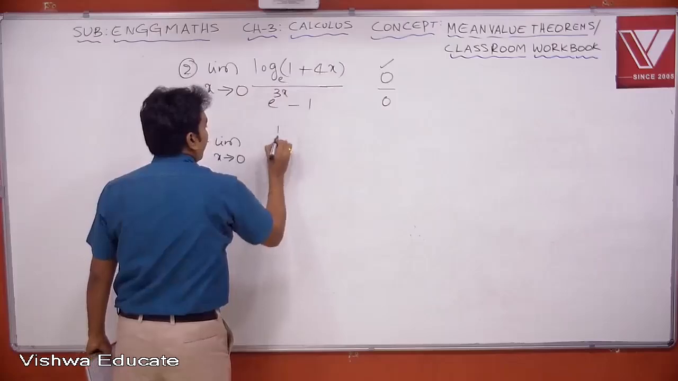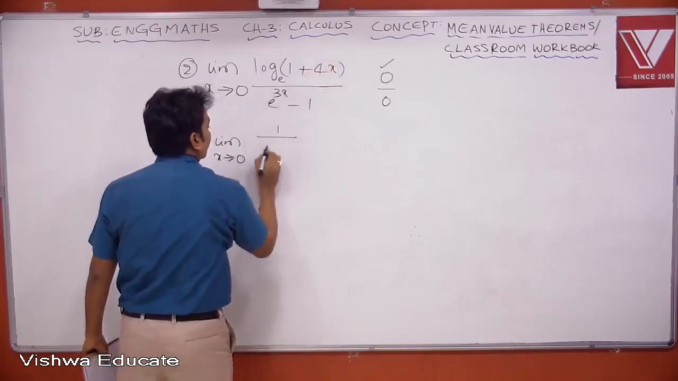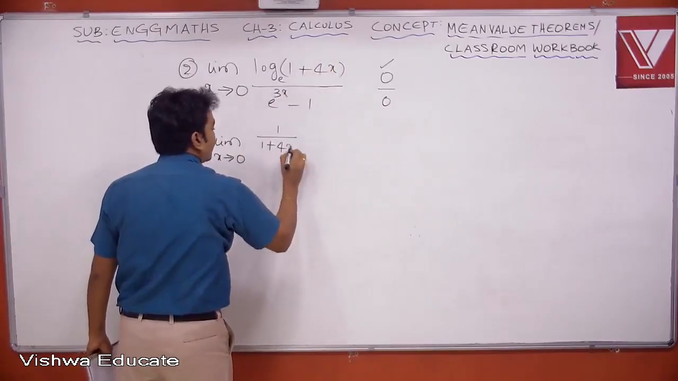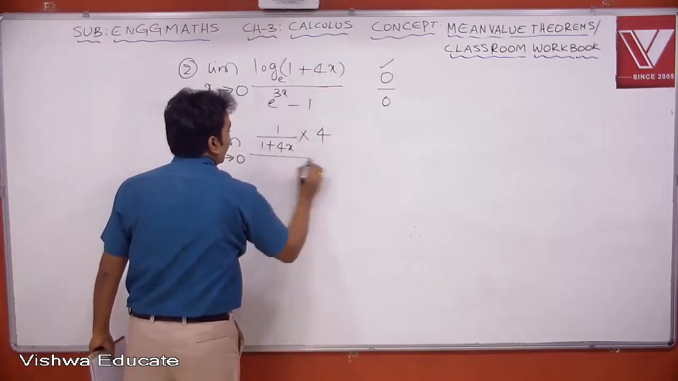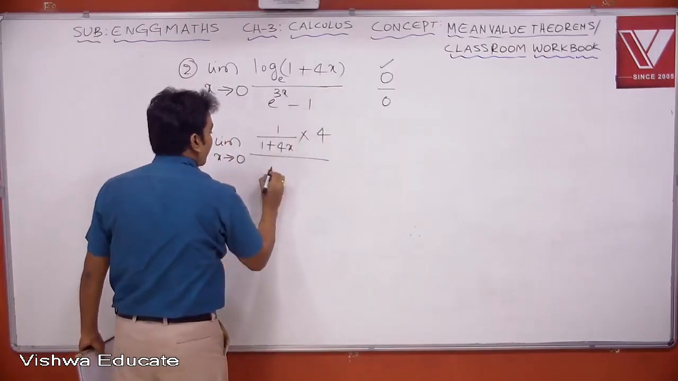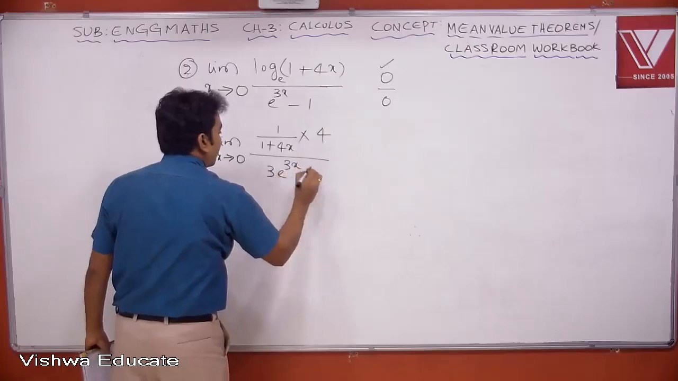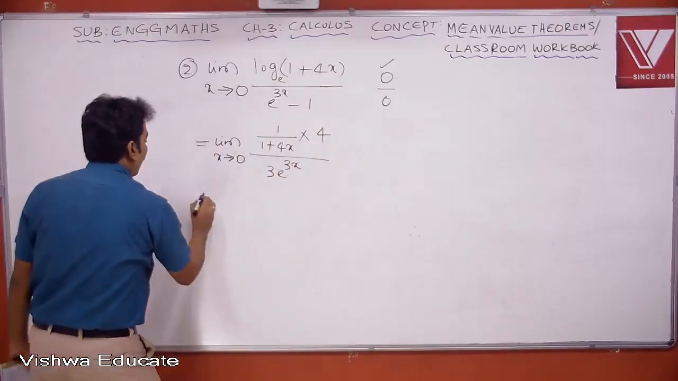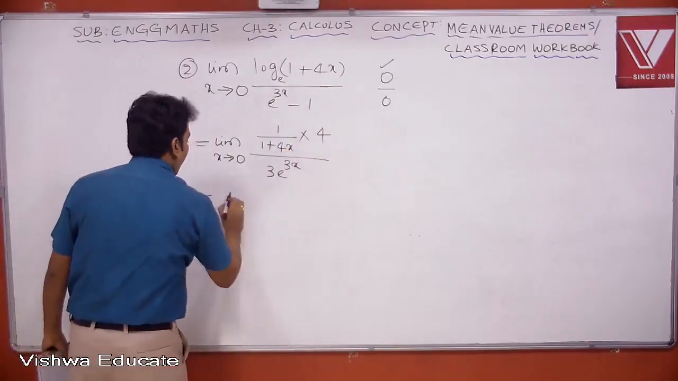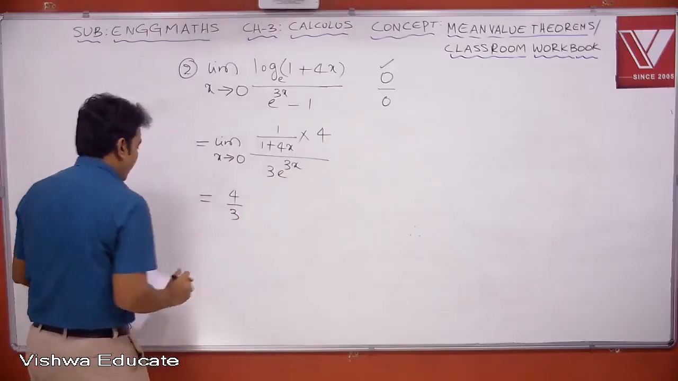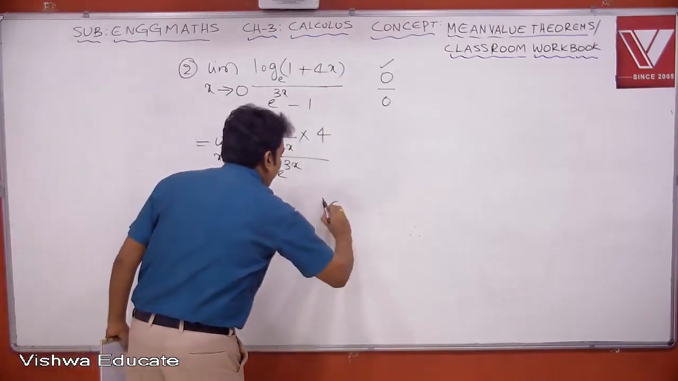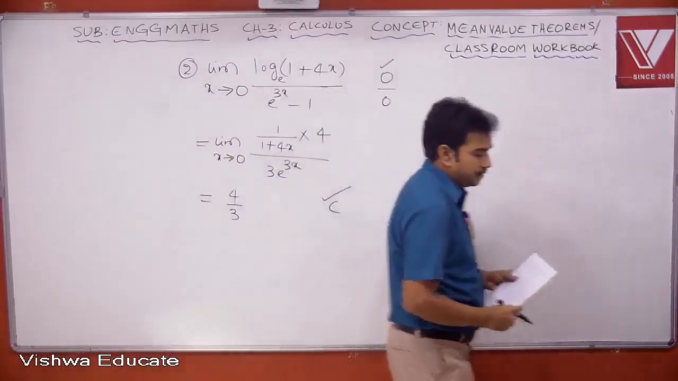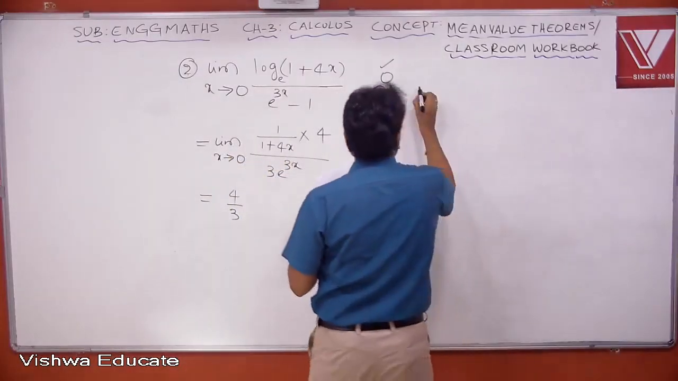Derivative of this, it is in the form log x. So 1 by 1 plus 4x into derivative of 1 plus 4x, which is 4, divided by the derivative of denominator, which is 3 into e power 3x. Now replace x by 0. The result is 4 by 3. So option C is the right answer. We move to question number 3.